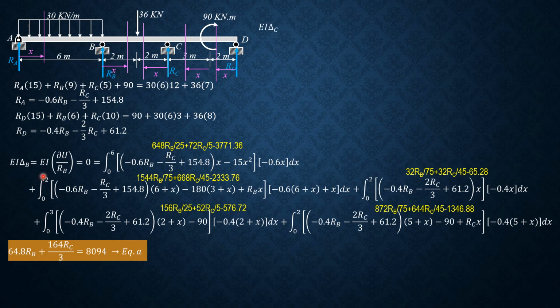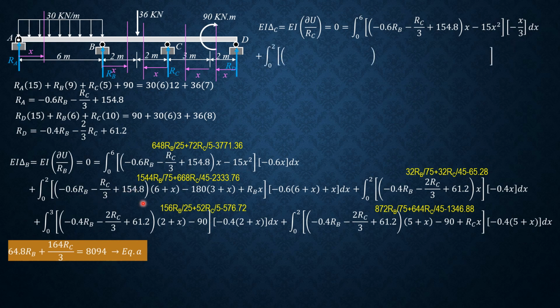Then EI delta C equals EI partial of U with respect to RC equals 0. So we copy except for the differential. So copy this, then differential with respect to RC is negative x over 3 dx. And plus this integral, and the partial derivative with respect to RC is negative 6 plus x over 3 dx here. Negative 6 plus x over 3 dx.